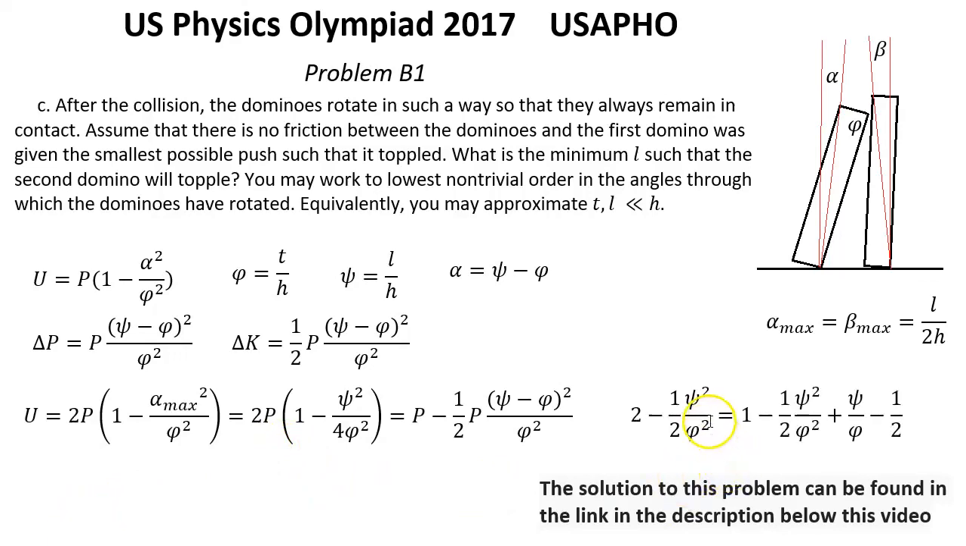Now, after cancelling quadratic members from the right and left side, and using the relation that psi equal L over H and phi equal T over H, we can find that critical L will be equal 3 over 2T. It means that if L is less than this 3 over 2T, the right domino will not flip over. If it's greater, it will flip over. So that's the solution for question C in problem B1.